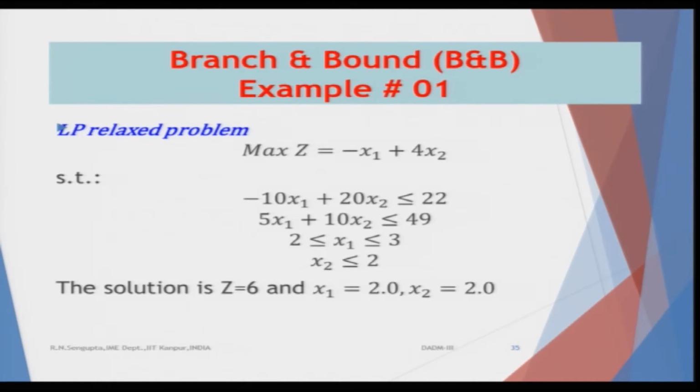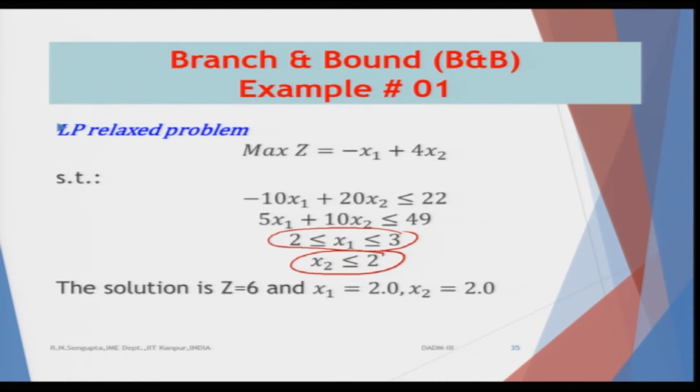So, it will be less than or equal to 2. Now, in the LP relaxed formulation, you have x1 continuous between 2 and 3 and x2 continuous for all values from 0 to 2. When I solve this problem, the solution comes out to be x1 is 2, x2 is 2, z is 6.